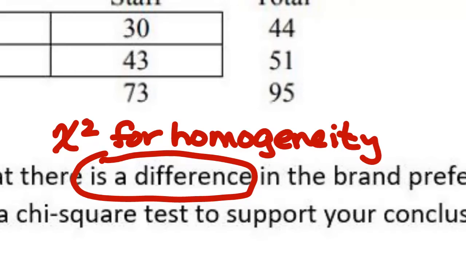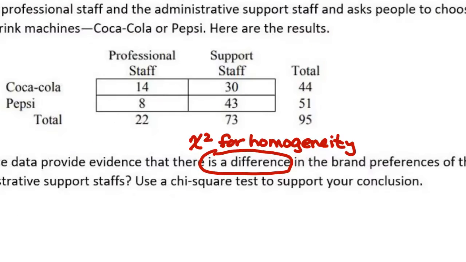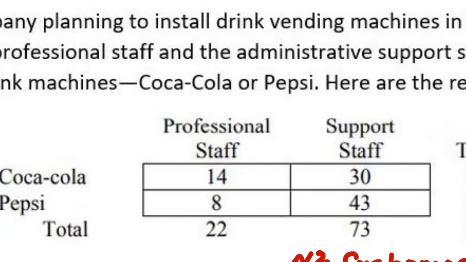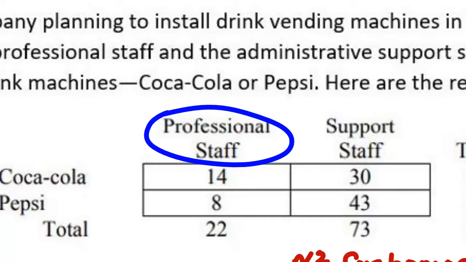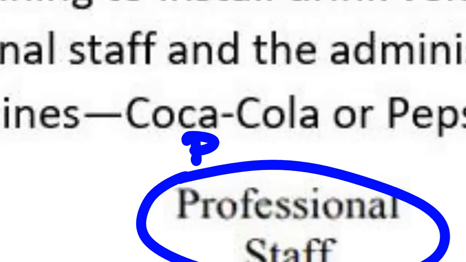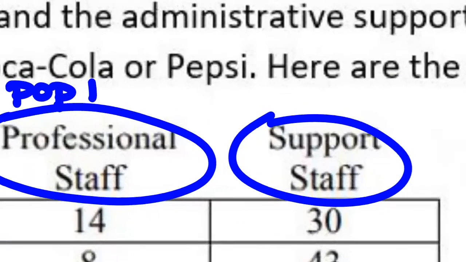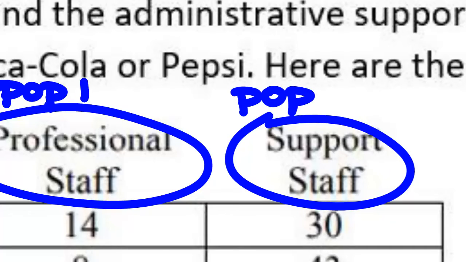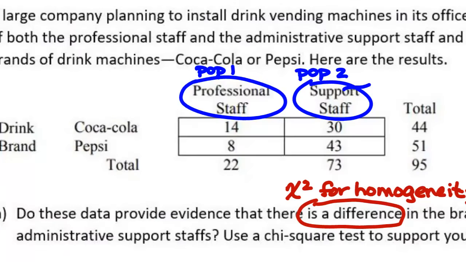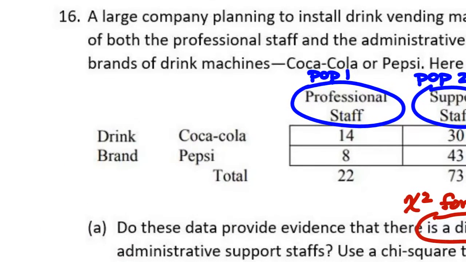That means I have two distinct populations or more. What are my two populations? Professional staff and the administrative support staff. So this is my population 1. This is my population 2. A test for homogeneity, I can have multiple populations. I could have more than just 2, but I will always have only one variable. What is the one variable here? Yep, drink brand preference.